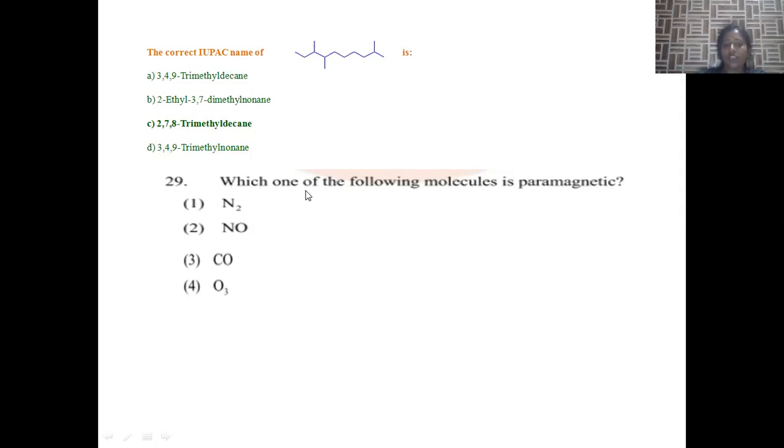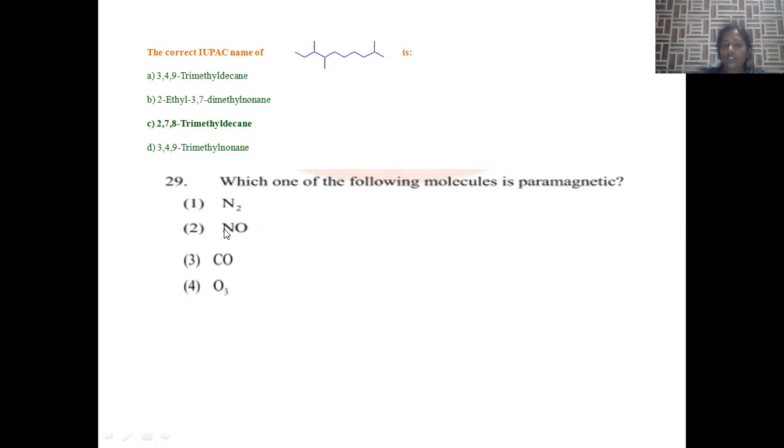Now let us go to the next question. Which of the following molecules is paramagnetic in nature? In order to find the paramagnetic nature, first of all, we have to know their molecular orbital diagrams. Each nitrogen atom is a 7 electron system, so 14 electrons will be there in N2. When we arrange them in the molecular orbital diagram, all the electrons are paired in the nitrogen MO structure. That's the reason why it is diamagnetic in nature.